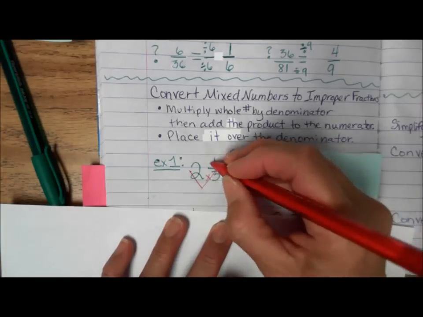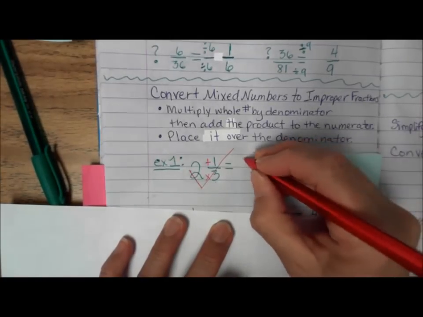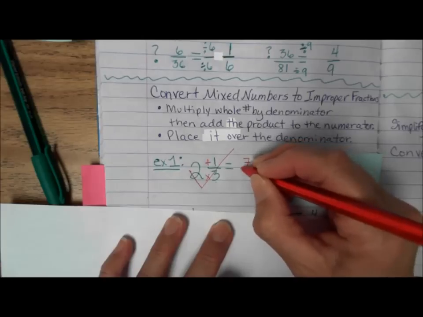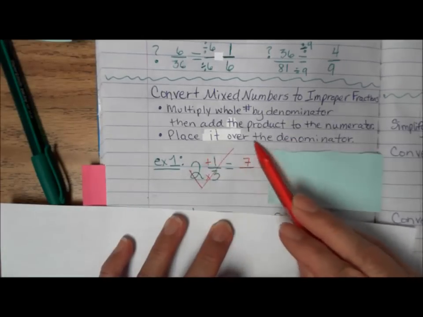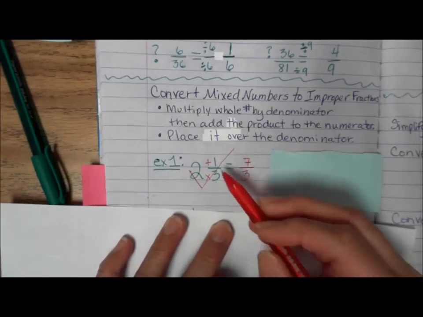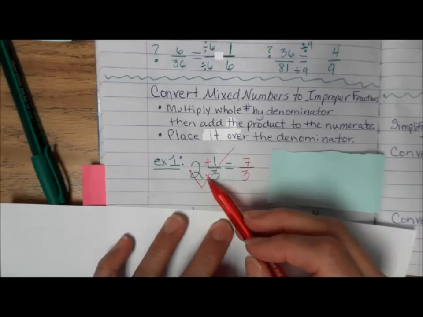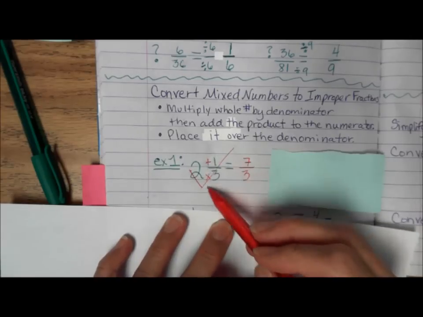And then I'm going to add to the numerator. So 2 times 3 is 6, plus 1 is 7. So then I'm going to write that. That's my numerator, and I'm going to place it over the denominator, which was the same original denominator, 3. And so there's your TX. Look, it's the plus and the multiplication, but it looks like Texas. Okay, so the Texas check.